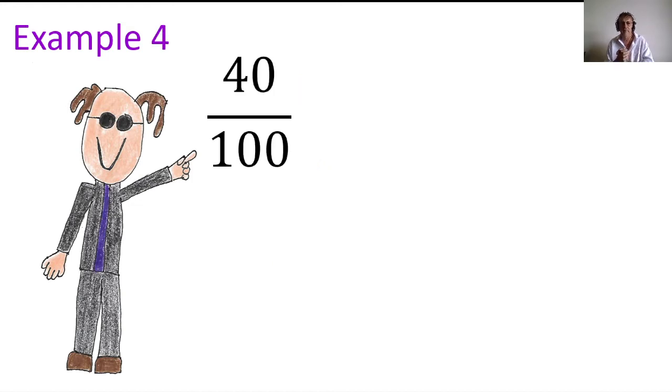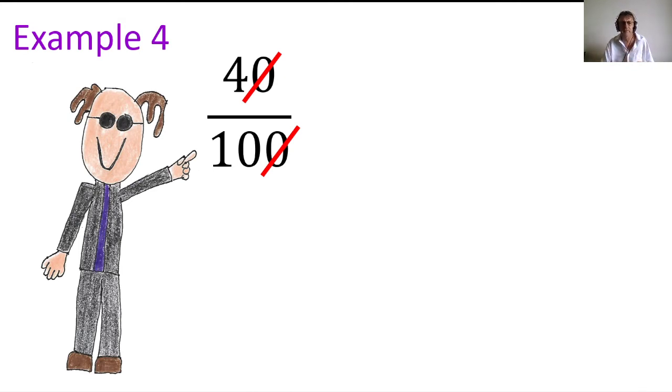Okay, example number 4. Now we got 40 over 100. So what do we do here? First thing, we can cancel out the 0s. Okay, so now we have 4 tenths. Are 4 and 10 prime numbers? No, they're both even numbers, so we must divide by 2.